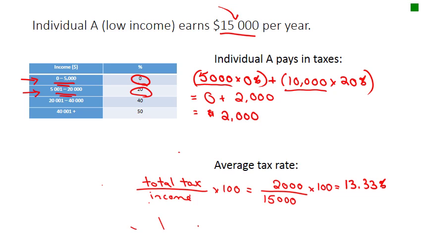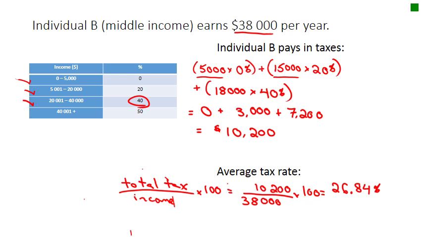Okay, the average tax rate is going to be total tax divided by income times 100. So that's going to equal 2,000 divided by the 15,000 of income times 100. And in economics, unless they state otherwise, they want your answers to 2 decimal places. So 13.33%. Okay. Let's look at what the middle income earner pays in tax.